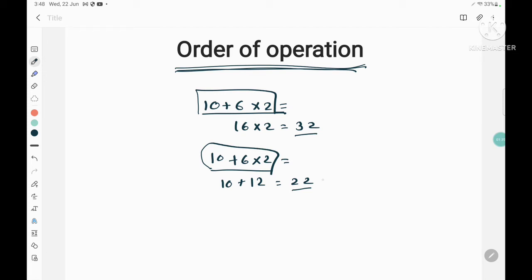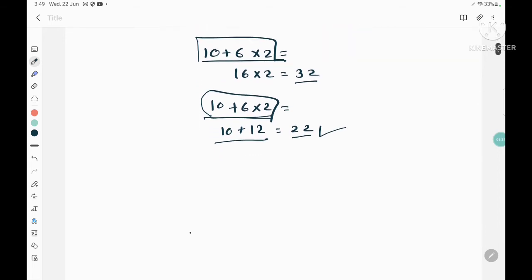Which one is correct? I tell you that the second one is correct. 22 is the correct answer, because while doing the calculation we used the correct order of operations. Let's see what the order of operations is. You might have heard of BODMAS, right? What is BODMAS?